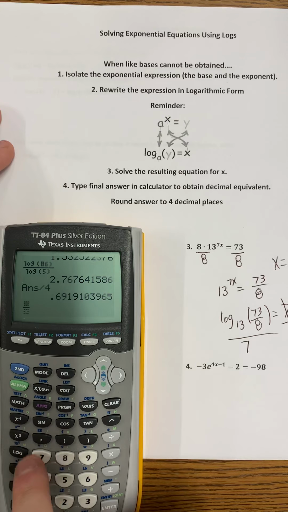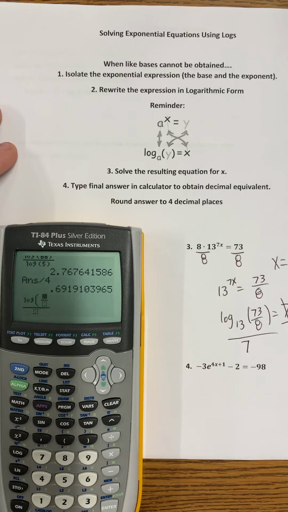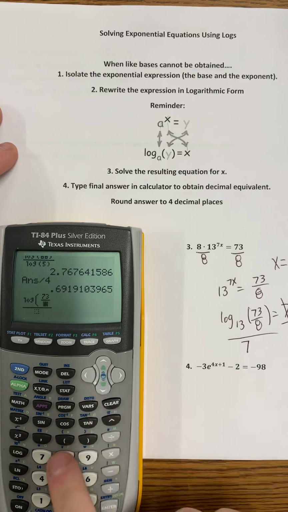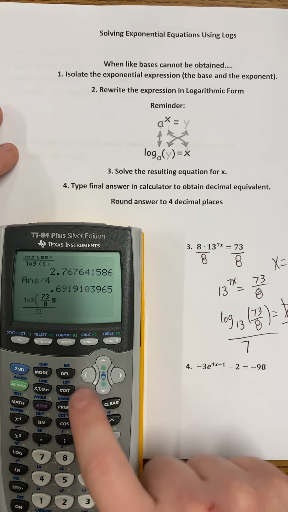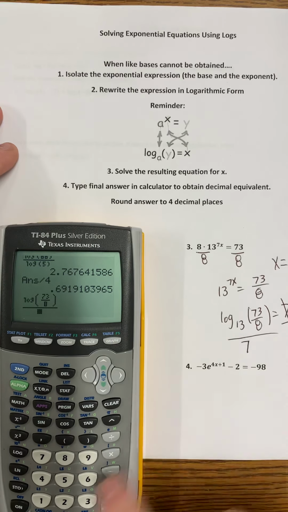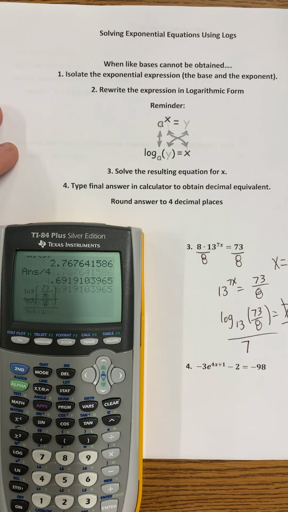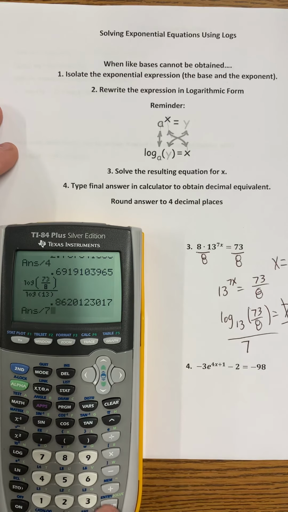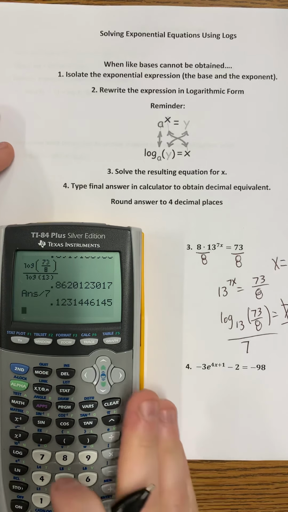Log base 13 we can't type in the calculator, so we're going to use the change of base formula, 73 over 8 on top, parentheses, and then on the bottom, log base 13. I'm going to hit enter, and then we're going to divide that value by 7. So we get x is equal to 0.1231 if we round to 4 decimal places.